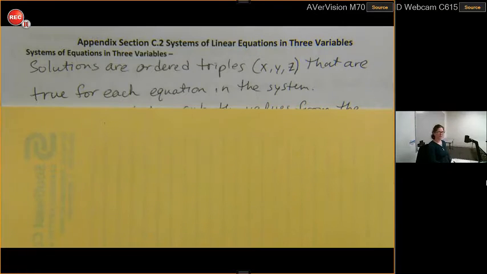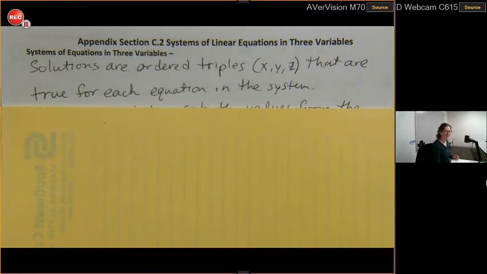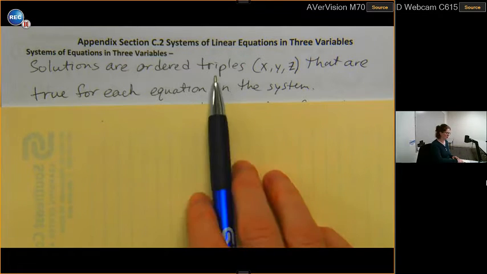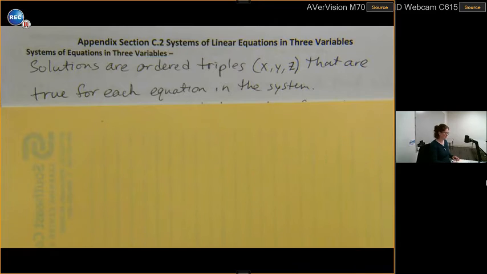Our final section in the unit on systems of equations, we're going to go to the appendix, section C.2, which is talking about linear equations in 3 variables. So we're going to have 3 equations with 3 variables, x, y, and z. The solutions are ordered triples, x, y, z is the order, that are true for each equation in the system.